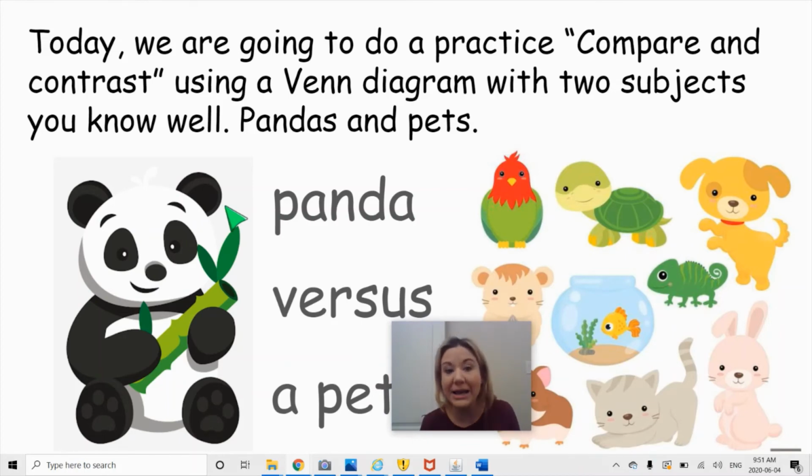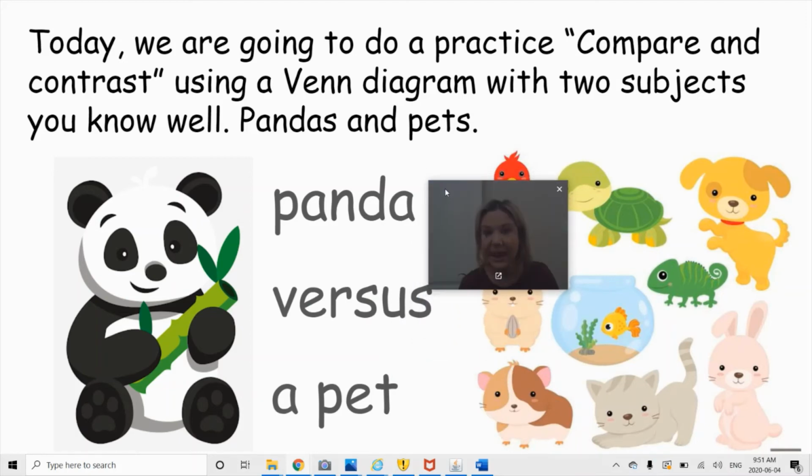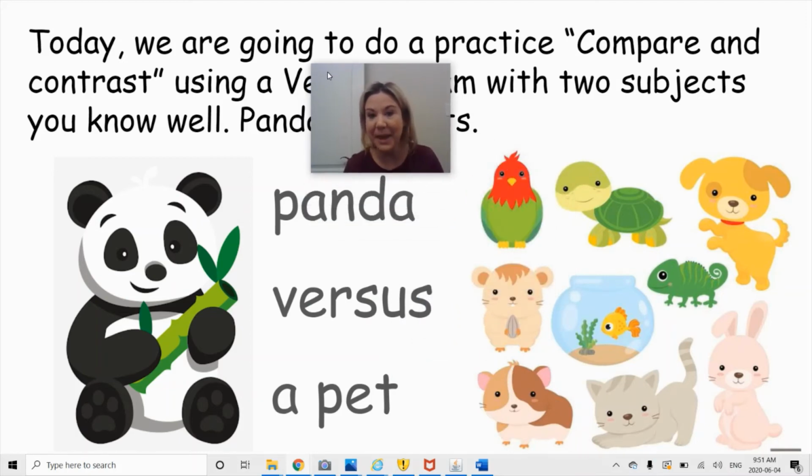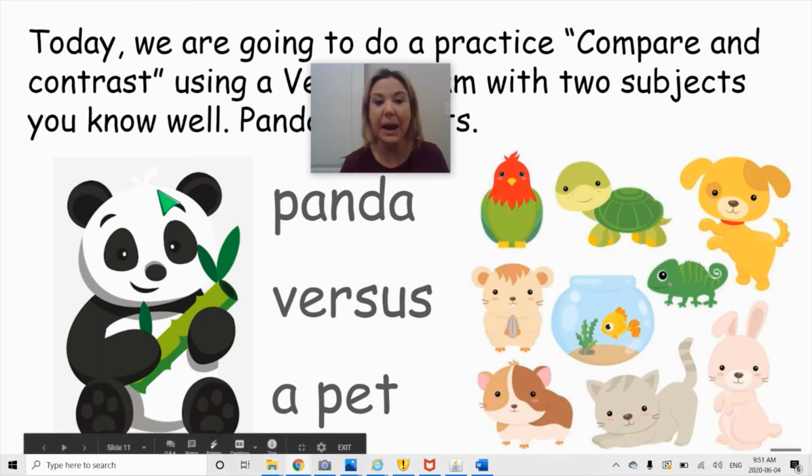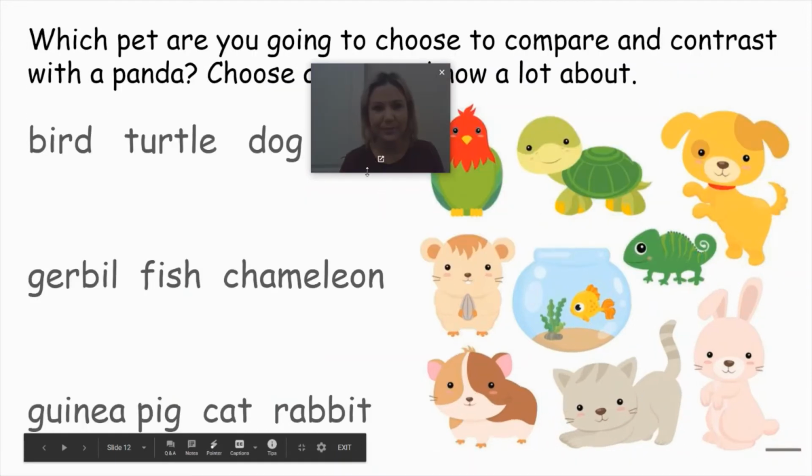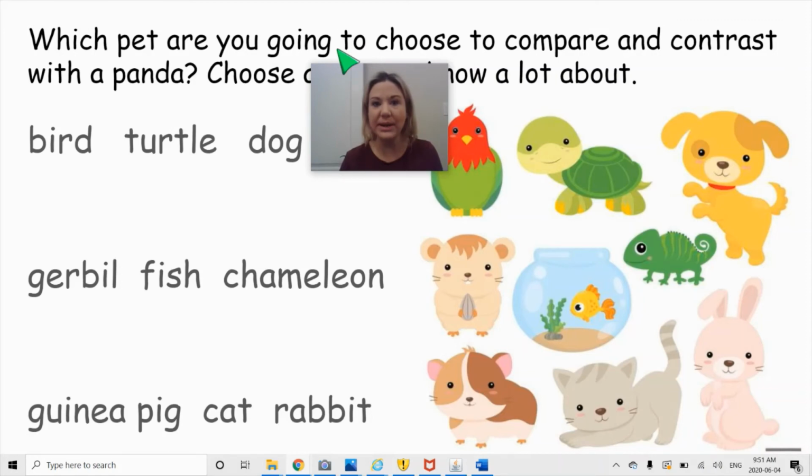Today we're going to do a practice compare and contrast using a Venn diagram. That's what that fancy tool is called, a Venn diagram, with the 2 circles, with 2 subjects that you know very well. One is going to be pandas and the other is going to be pets. So you're going to compare a panda bear to a pet. And here are all different pets here. Which pet are you going to choose to compare and contrast?